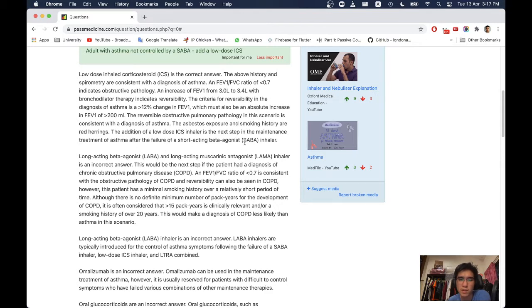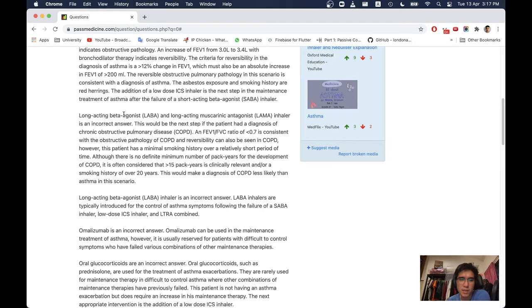of short-acting beta-agonist inhaler. Long-acting beta-agonist and long-acting muscarinic antagonist inhaler is an incorrect answer. This would be the next step if the patient has a diagnosis of chronic obstructive pulmonary disease, COPD. And FEV1 to FVC ratio of less than 0.7 is consistent with the obstructive pathology of COPD, and reversibility can also be seen in COPD. However, this patient has a minimal smoking history over a relatively short period of time.